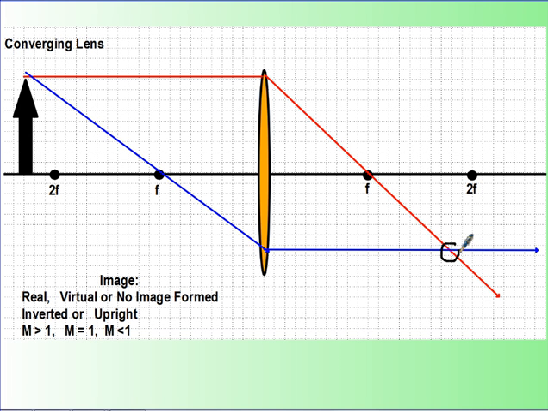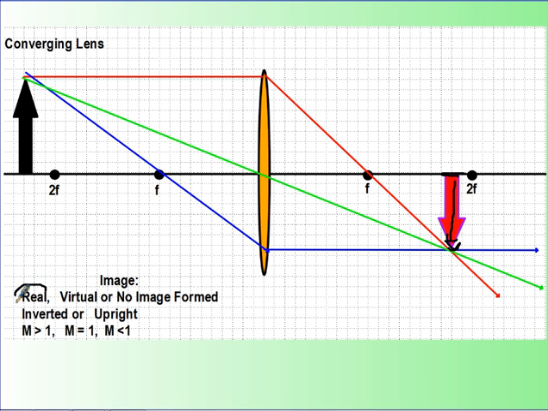You see, we can already see where they're going to intersect. But let's do the third one, which is straight through the center. And you see I have this beautiful intersection of all 3 rays. So for my image, you start on the principal axis, put the tip of the arrow where the 3 rays intersect, and draw your arrow. Now let's see. This one's real because the rays really did intersect there. It's inverted because it's upside down. And if we look at this, we'll see the magnification is less than 1 because my image height is less than my object height.